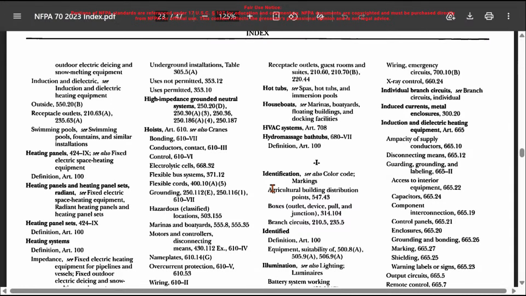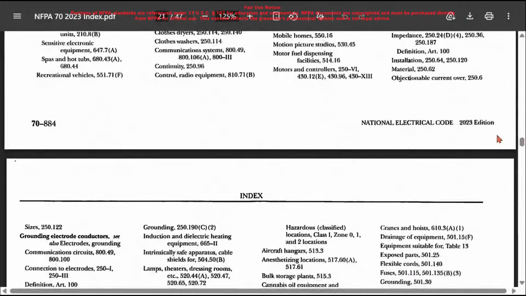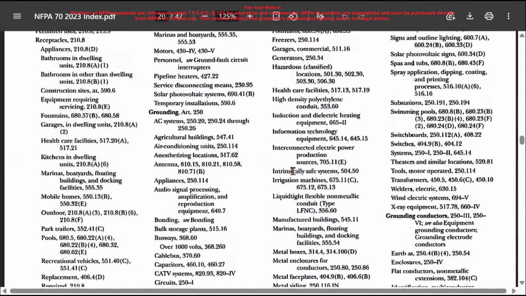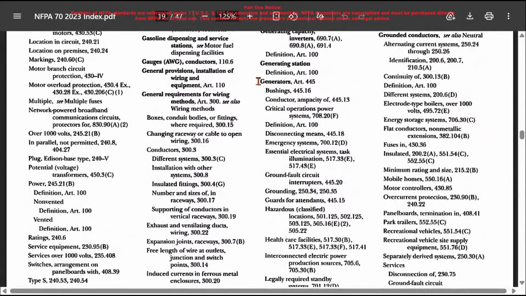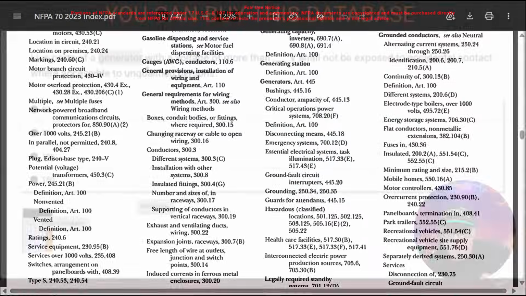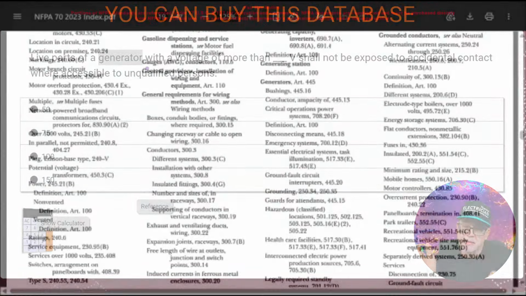All right, so here we're back here. Let's go under generators. Let's go under G, and we'll start at G here and see what we can find. All right, here's generators. We know that generators is 445. Now, you see how these are kind of offset? That means all of these fall under generator. So let's look back at the question. The question is asking about live parts, so it's exposure, accessibility, all these kinds of questions. Let's see if there's anything under generators that may help.